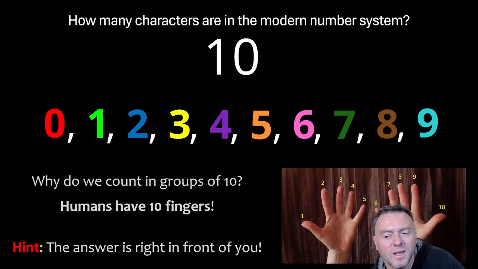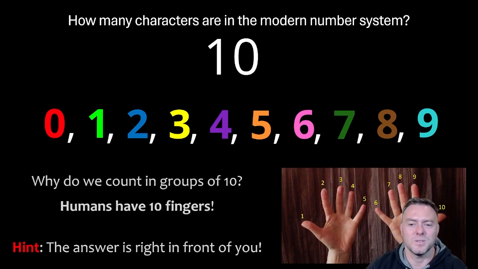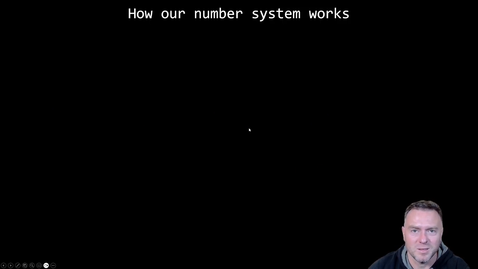So if we had 8 fingers instead, we would probably count in groups of 8 instead of 10, which is kind of cool. And if you do computer science, you should know binary as well, which counts in groups of 2. But that's a little bit more complicated and way beyond the scope.